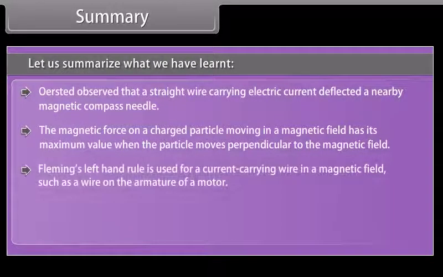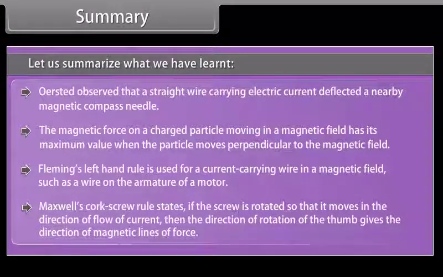Fleming's left-hand rule is used for a current-carrying wire in a magnetic field, such as a wire on the armature of a motor. Maxwell's corkscrew rule states, if a screw is rotated so that it moves in the direction of flow of current, then the direction of rotation of the thumb gives the direction of magnetic lines of force.